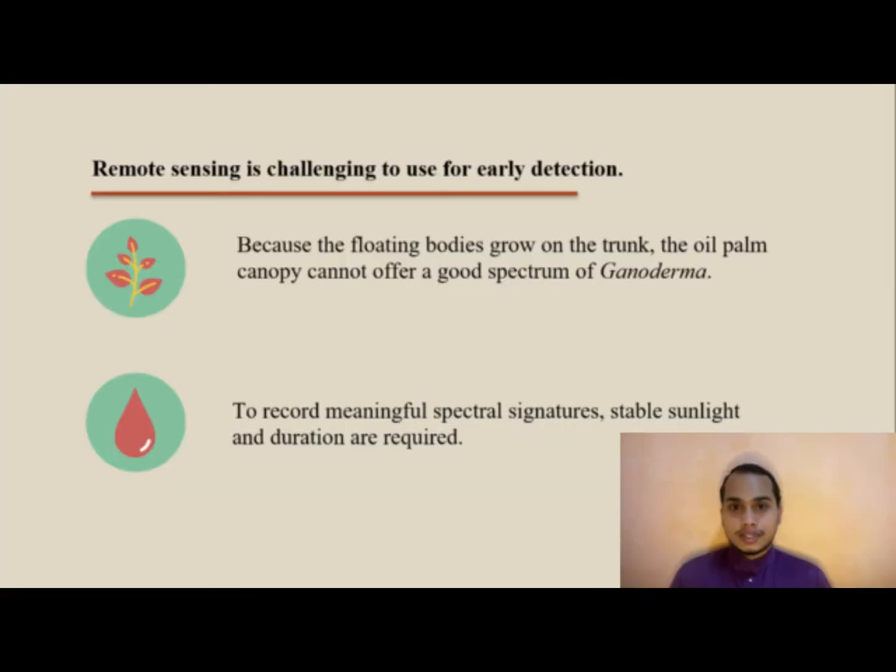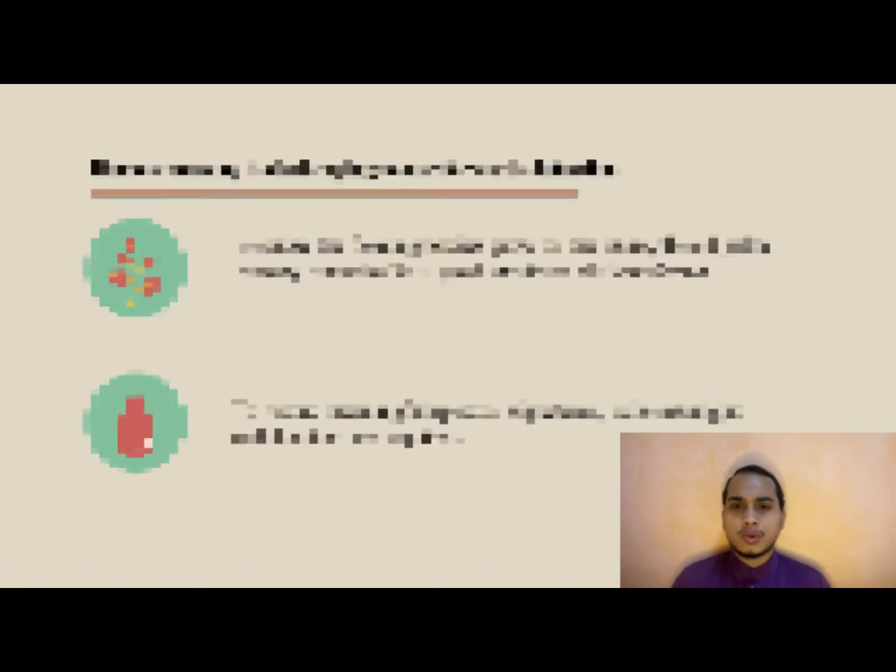Remote sensing is challenging to use for early detection. This may be attributed to several factors. First, because the fruiting bodies grow on the trunk, the oil palm canopy cannot offer a good spectrum of Ganoderma. Next, to record meaningful spectral signatures, stable sunlight and duration are required.